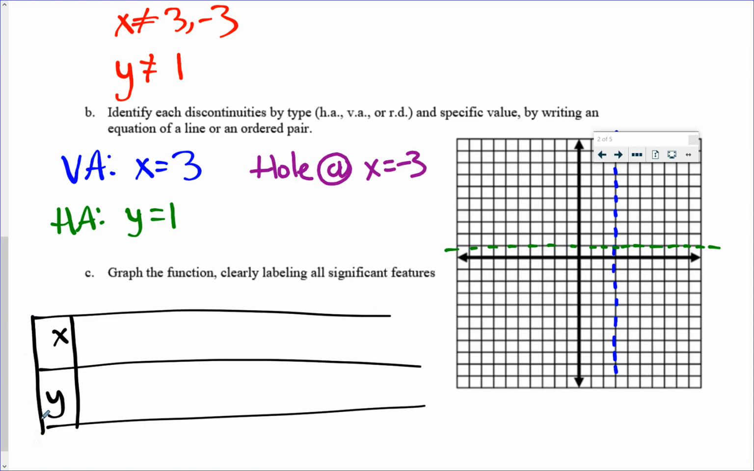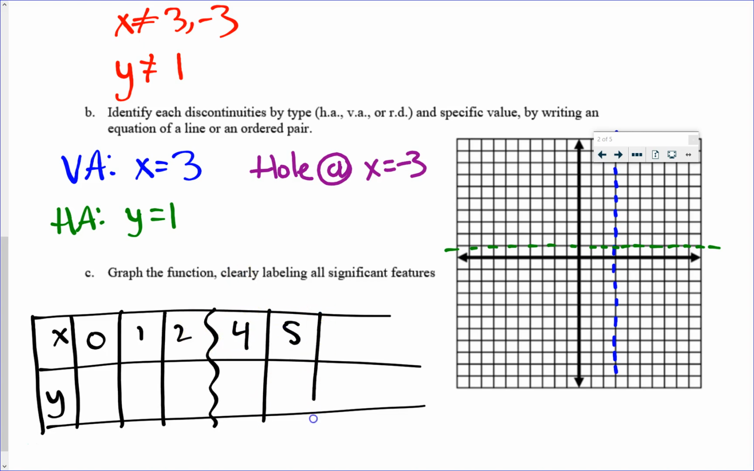All right, we know our vertical asymptote is at 3, so I'm going to go a little bit below and a little bit above. So let's do 0, 1, and 2. There's the vertical asymptote, and then I'm going to go above it. Let's do 4, 5, and 6. Okay. I'm going to use my graphing calculator to help me figure out my missing values.